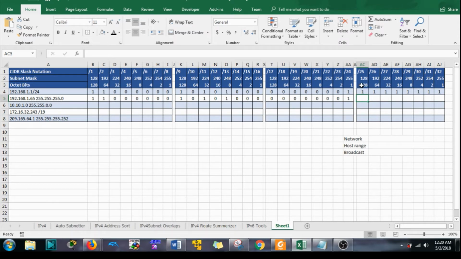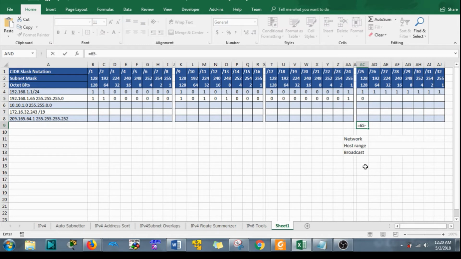How many 128 bits can fit inside a 65? Well, 0 of those. How many 64 bits can fit inside a 65? Well, of course, the answer is one of those. Because if you take 65 minus 64, you're going to have one remainder. So we know at least one of those fits in.